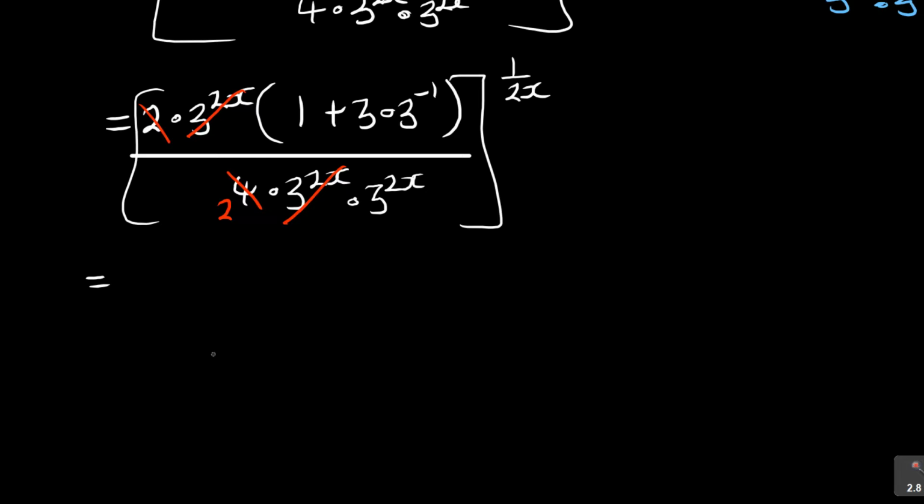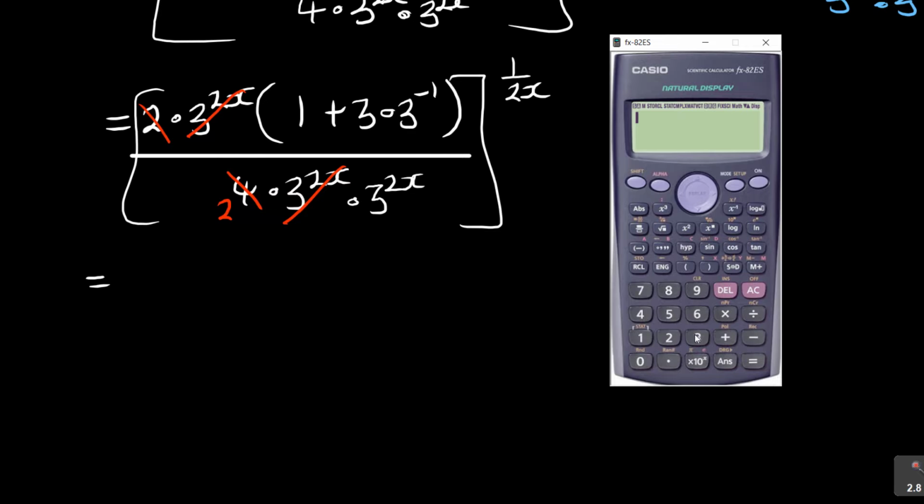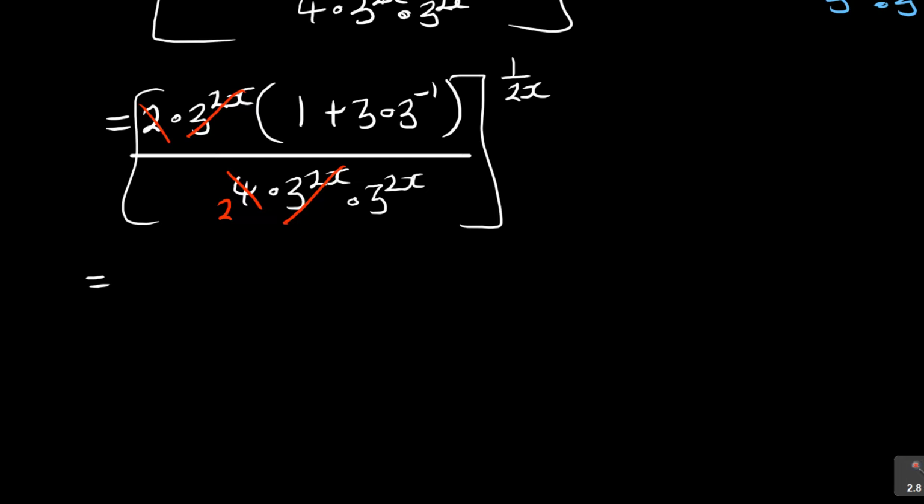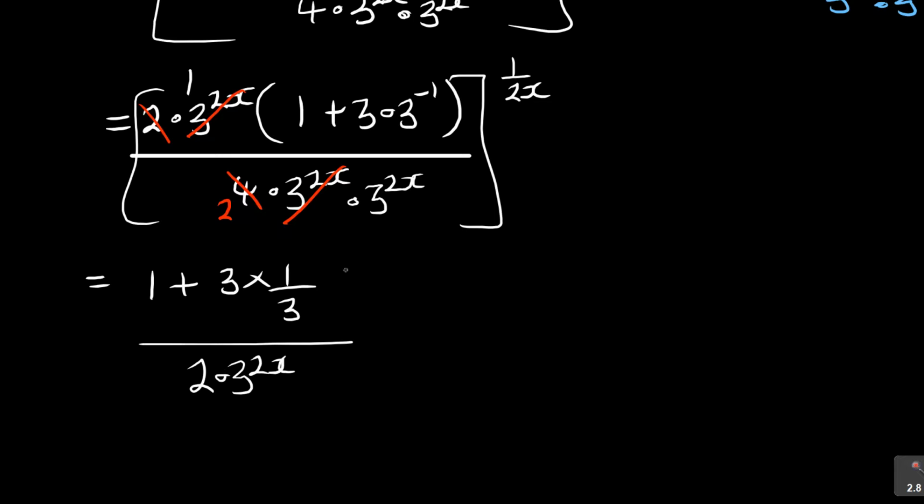So what you have is, just look at this. What is 3 to the power negative 1? It's 1 over 3. So since that is gone, it's 1 outside there. What you have inside here is 1 plus 3 times 1 over 3, all over 2 times 3 to the power of 2x. And then this is still to the power of 1 over 2x.